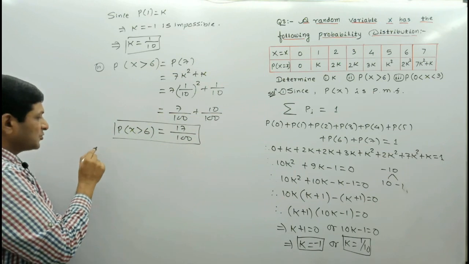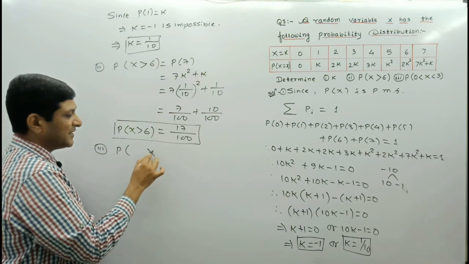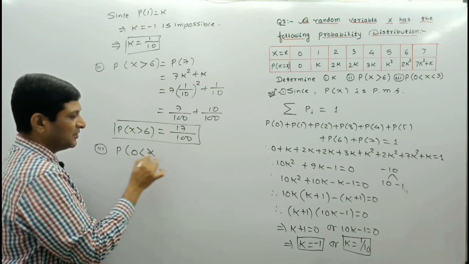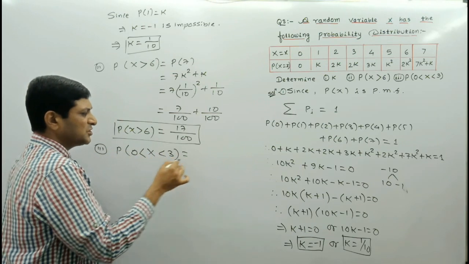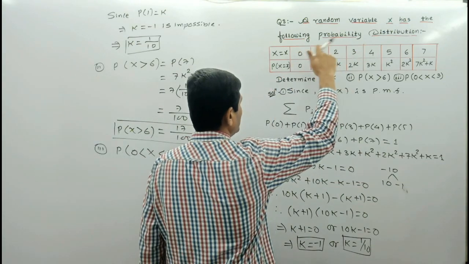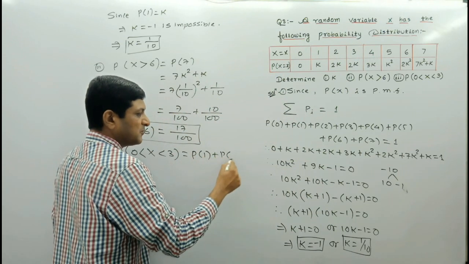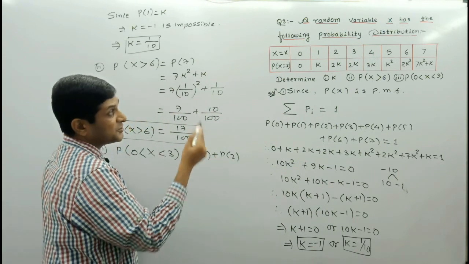Now let us try to solve the third example. In the third example, we have to find the probability when the value of x is greater than 0 and less than 3. Which are the values of the random variable that are greater than 0 but less than 3? That means 1 and 2. So here we have to take the addition of the probability of 1 and the probability of 2. What is p of 1?